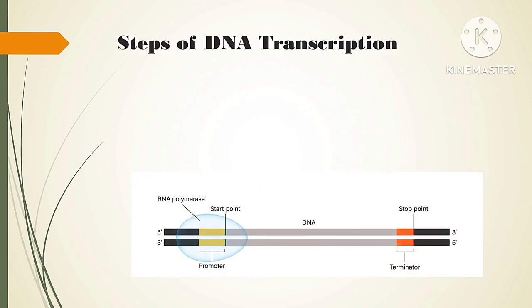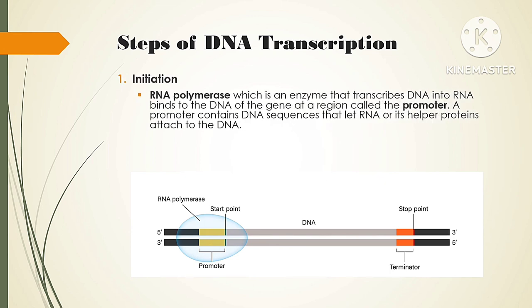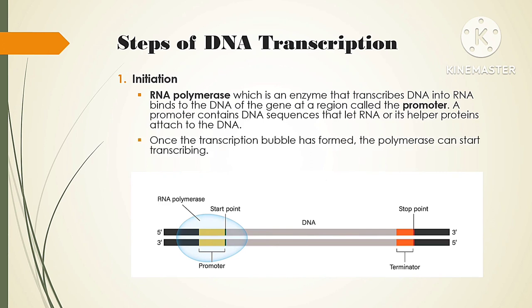Steps of DNA transcription. 1. Initiation. RNA polymerase, which is an enzyme that transcribes DNA into RNA, binds to the DNA of the gene at a region called the promoter. A promoter contains DNA sequences that let RNA polymerase or its helper proteins attach to the DNA. Once the transcription bubble has formed, the polymerase can start transcribing.